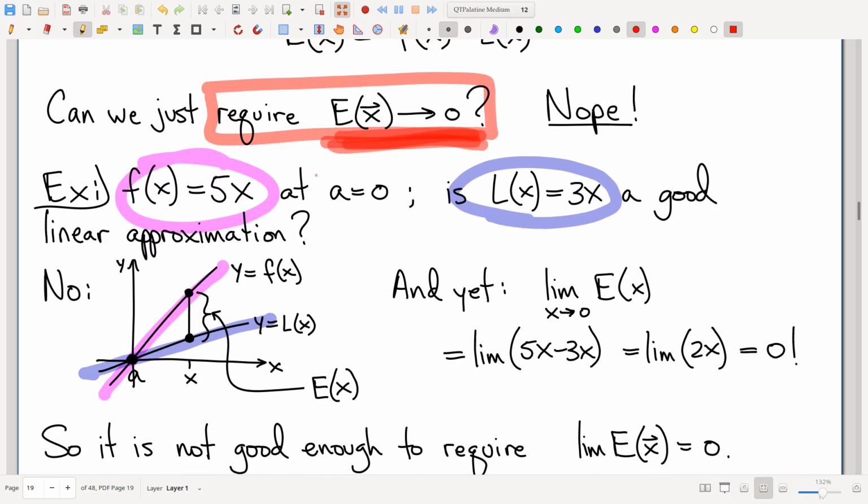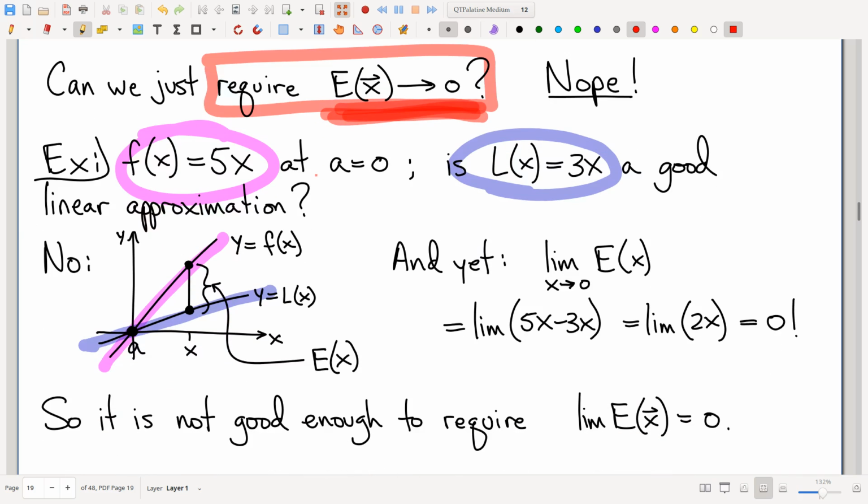And it doesn't. It doesn't eliminate anything because here's your error, right? It's 5x minus 3x. Correct value minus estimated value. And that error, you can see it happen right here in the picture. That error indeed does approach 0. So simply requiring that error approach 0 allows obvious nonsense to pass itself off as being a linear approximation. So clearly bad, not good enough.